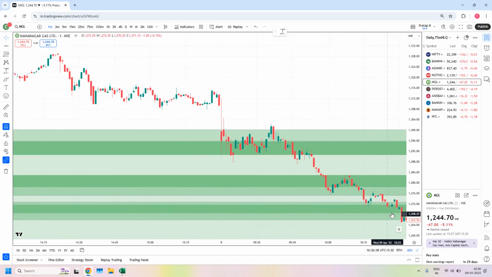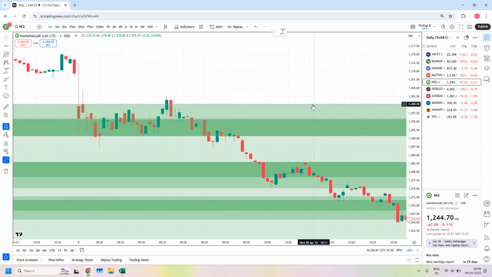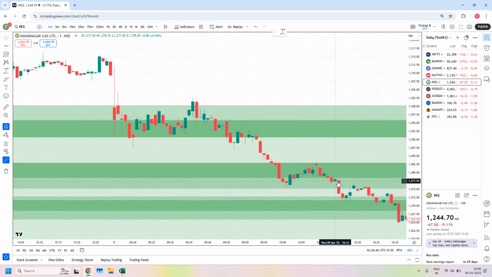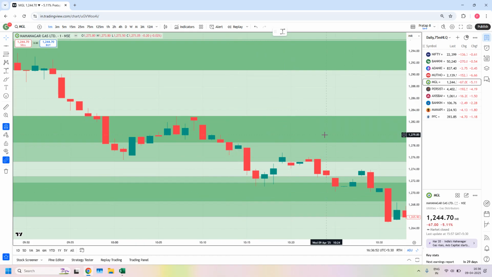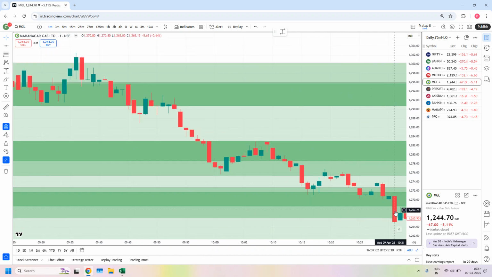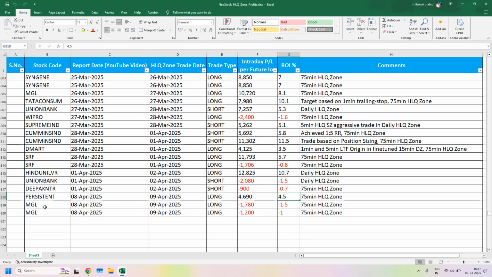There was a fight before the zone was violated. Maximum it might have given you 1:1 RR, up to here, up to this 1-minute zone. So it reached this 1-minute zone, close to this. So that is the reason why it is stopped out. Because it is stopped out, MGL gave you 1,780 rupees loss, including stop buffers. And it has given you minus 1.5% negative ROI.